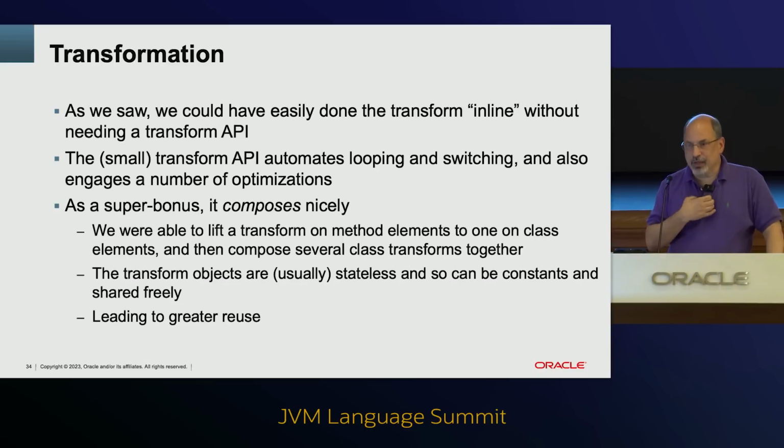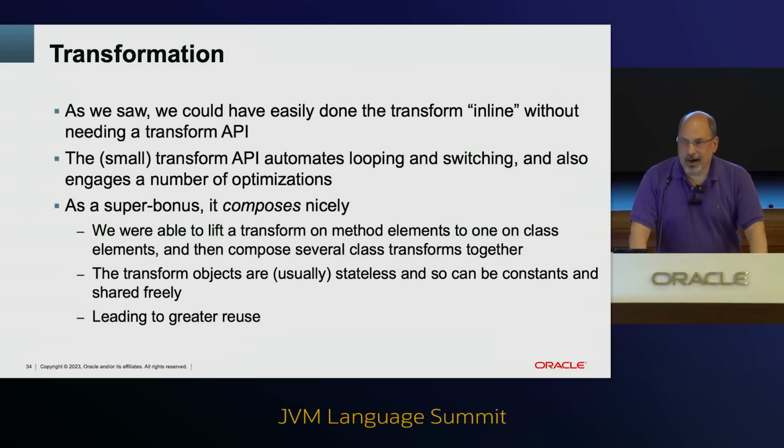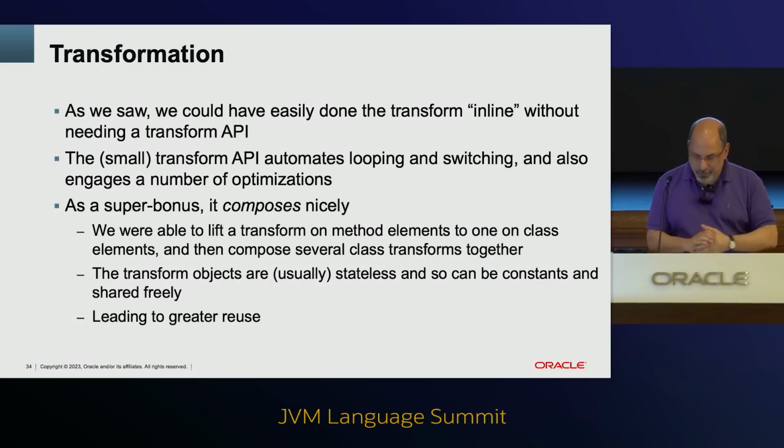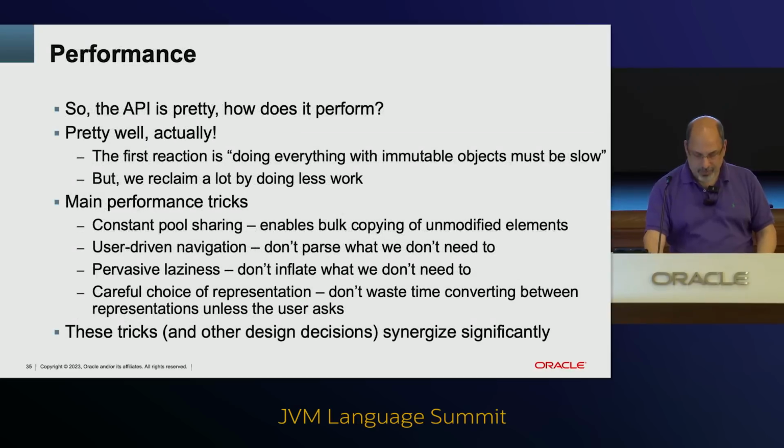But doing it with the transform API not only gives you composition, but it gives you some optimizations. So the composition is great. We were able to lift things and get reuse, but there's also some performance benefits to doing it that way. So let's talk about performance, and I'll talk fast because I'm running out of time.